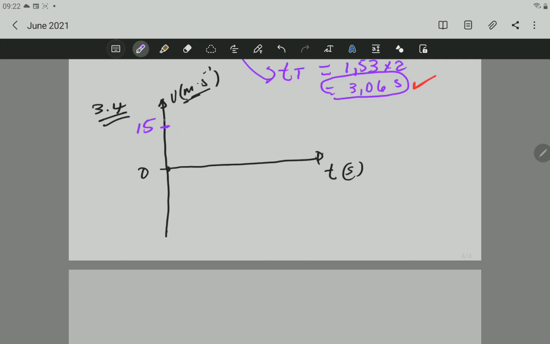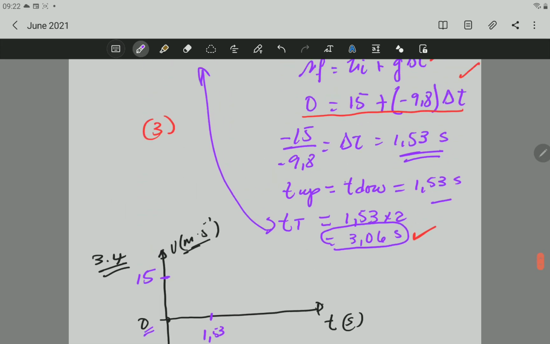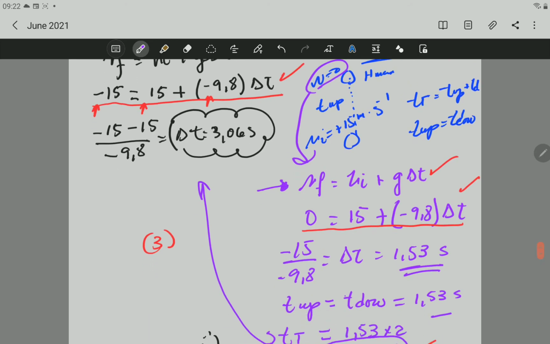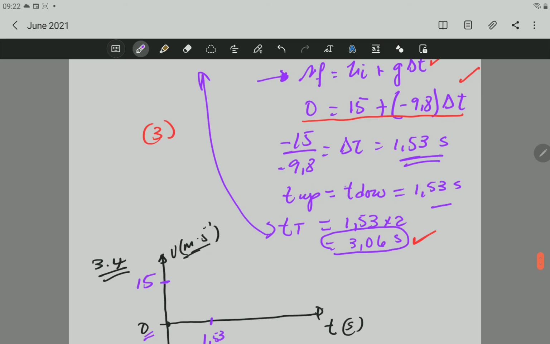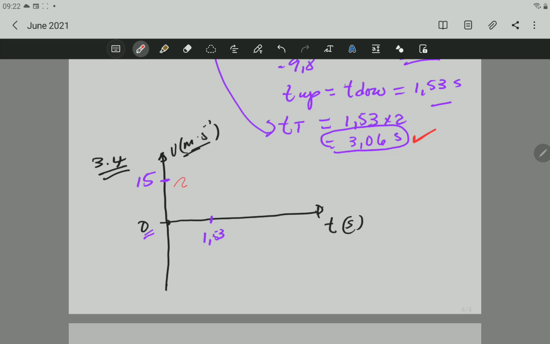How long does that ball take to reach the maximum height? At maximum height, the velocity is 0. How long does it take? It takes 1,53 seconds. Now note, if you didn't answer using this option, all you have to do is take the 3,06 and divide by 2, because the time to go up is equal to the time to go down. So this is the first part of the graph, a straight line from 15 to 1,53.